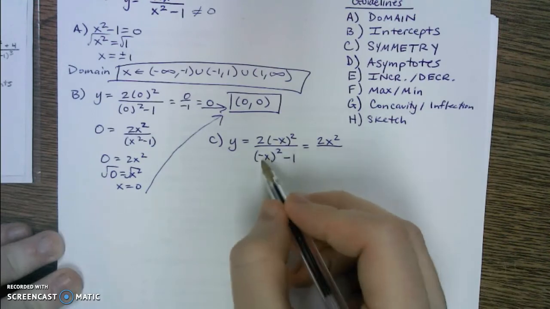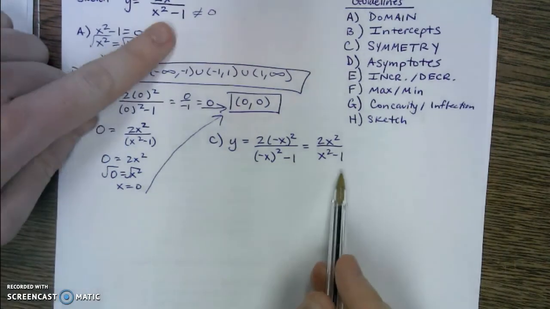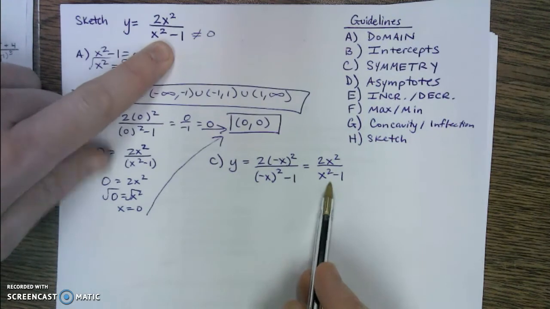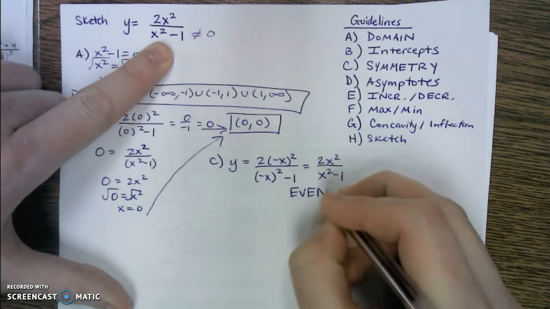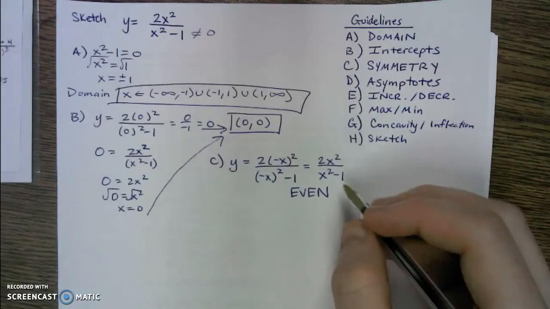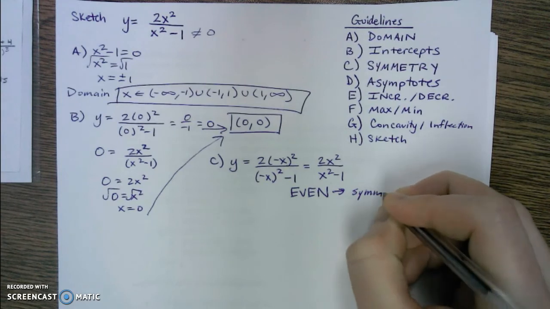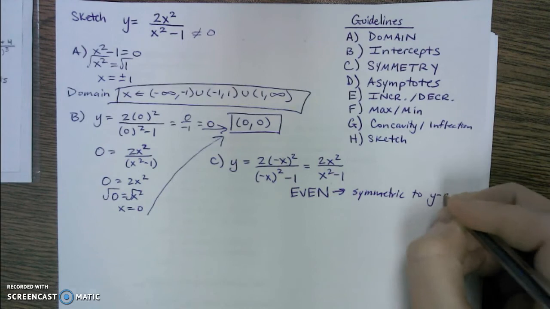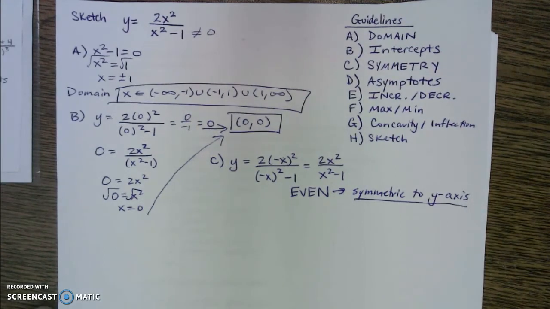And then what happened is the square on the negative x cancels the negative when we simplify this. If I simplify this, that cancels the negative, and I'm back to the original function. If you get back the exact original function, then it's even. So if this is even, it's symmetric to the y-axis. So that could make it faster. We'll talk about that later when we start to sketch the graph.